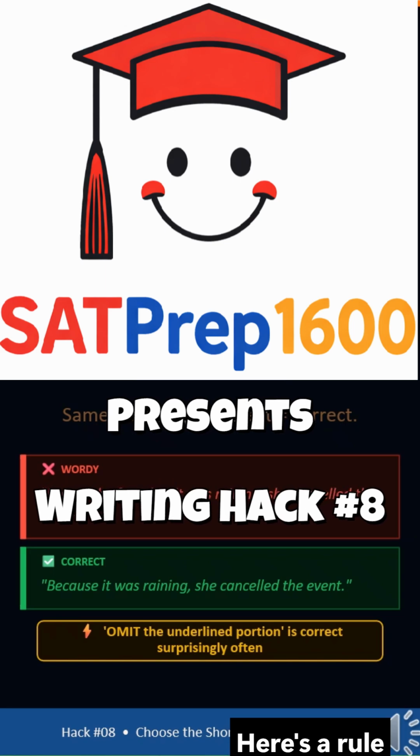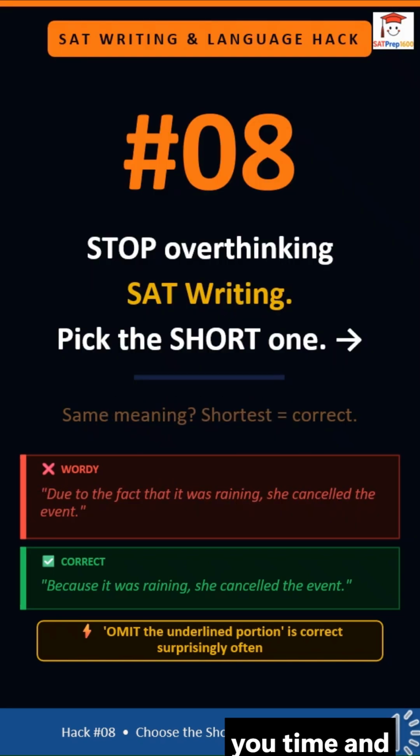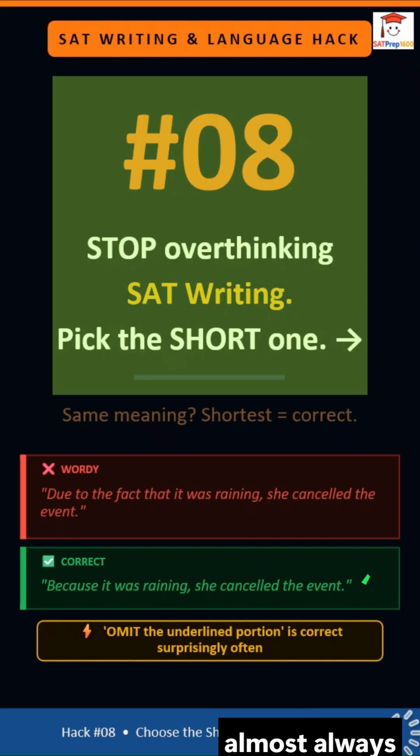Here's a rule that will save you time and points on every single writing section. When two answer choices say the exact same thing, always pick the shorter one. The SAT writing section consistently rewards conciseness. Wordy, redundant, over-padded language is almost always wrong. Shorter, clearer, more direct language is almost always right.